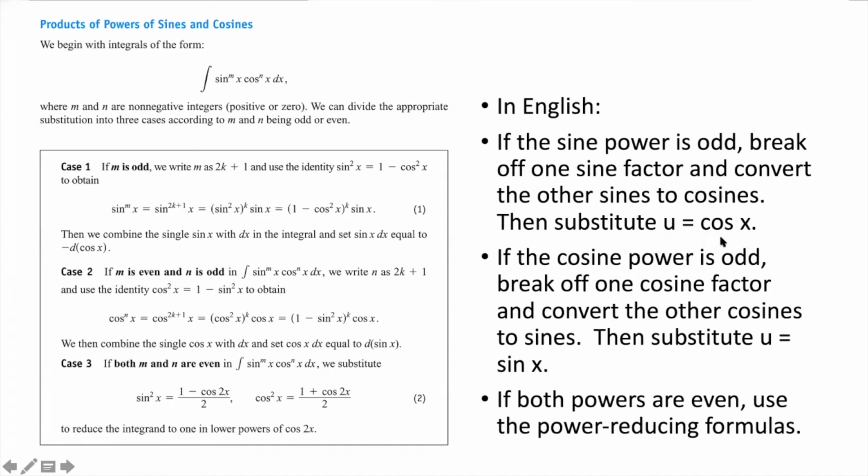All right, now there is one annoying miscellaneous case. What if your sine power is not odd and your cosine power is not odd? In other words, all of the powers are even. Well, then you do something completely different because none of this is going to work. You have to use what I call the power reducing formulas. I think some instructors call these the half angle formulas to reduce the integrand to lower powers of cosine 2x. And we will look at an example of that.